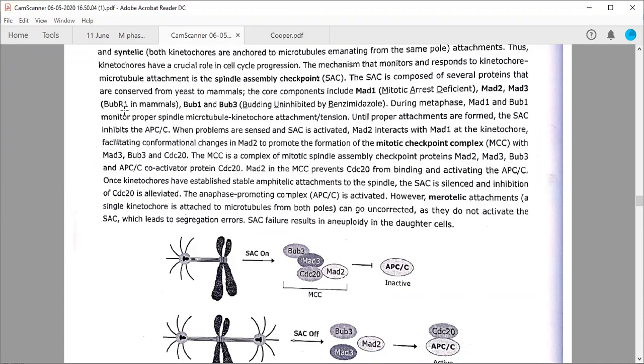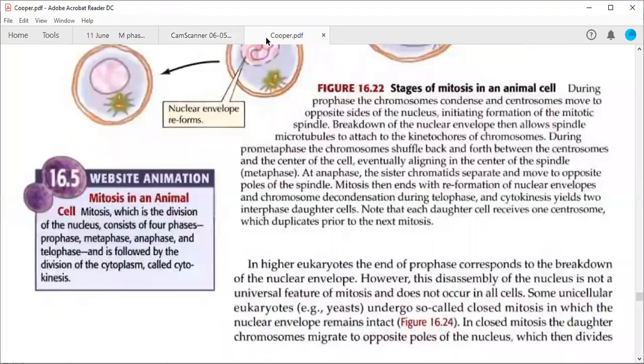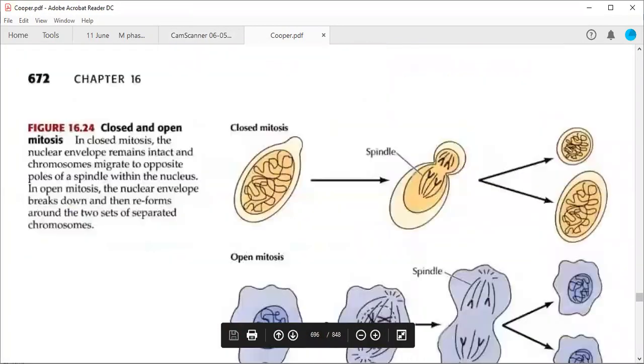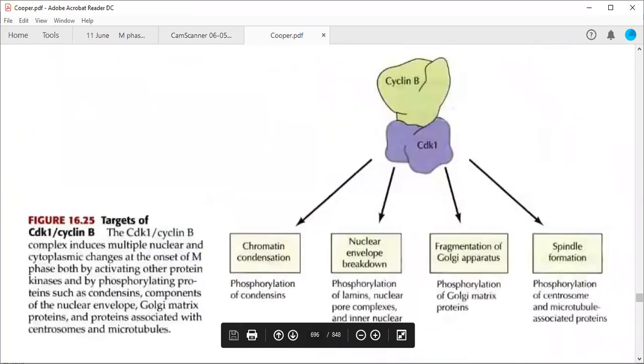And the second is, instead of these, actually BUBR1 protein is present in mammals, and 1 and 3 is present in yeast. Okay, so one thing is this and this. Okay, so it is a little complex from this particular text. We will move to our reference book so that we can better understand what is happening here.